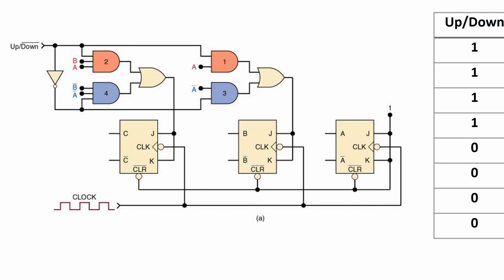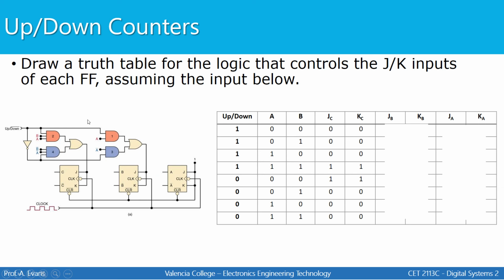Because if you think about it, if A is 0, then not A would be 1. If B is 0, then not B would be 1. And if up/down is 0, then not up/down, because it gets inverted, would also be 1. So those are our three instances where we would have the output of the OR gate be high.